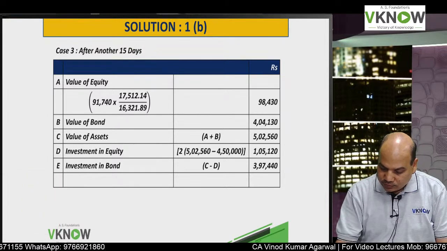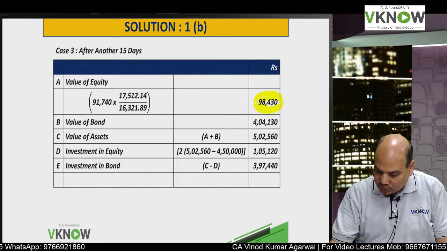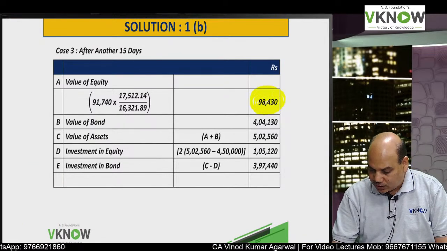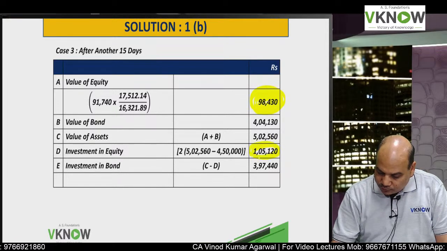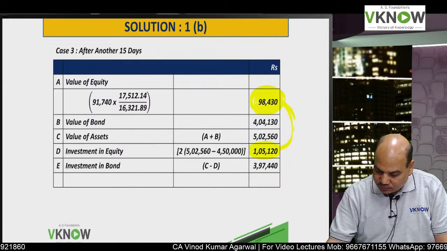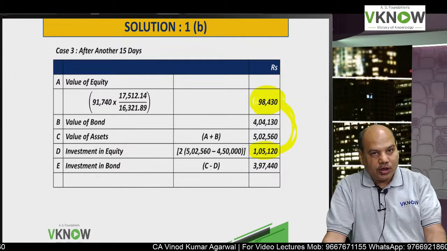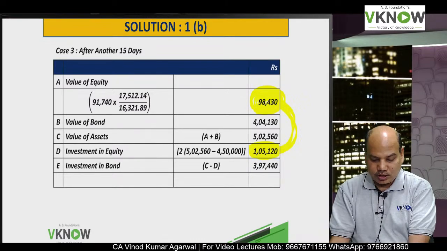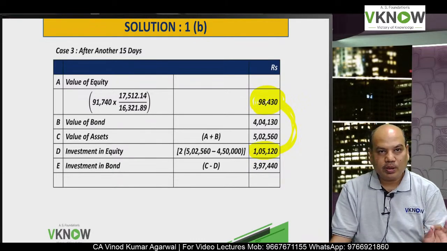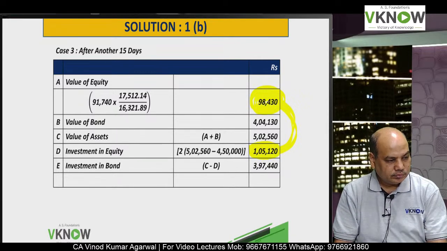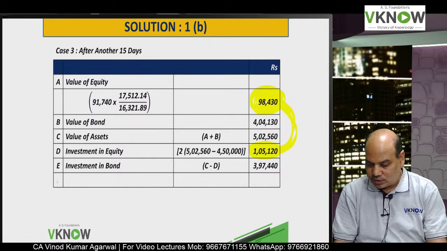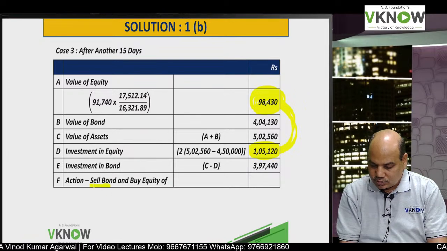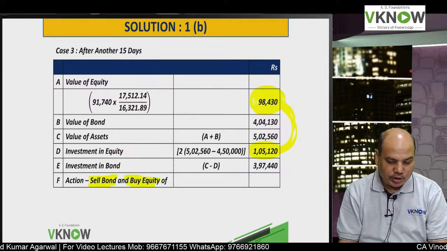Now first understand, this is your equity value right now before rebalancing. This is the value of equity you want after rebalancing. So what action on equity you are going to take? Are you going to buy equity or sell equity? So you will say buy equity and sell bond.